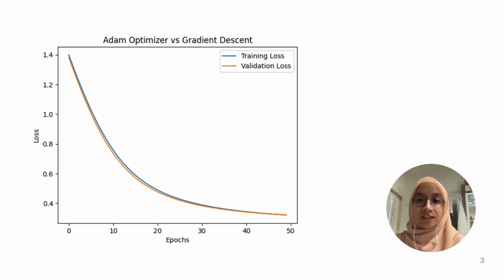Next, I implemented both standard gradient descent and the Adam optimizer and compared their loss curves over multiple epochs to see which one converges faster. From there, we found that the Adam optimizer, the orange line, converges much faster than the standard gradient descent, the blue line. This happens because Adam dynamically adjusts learning rates per parameter, preventing slow learning or oscillations.